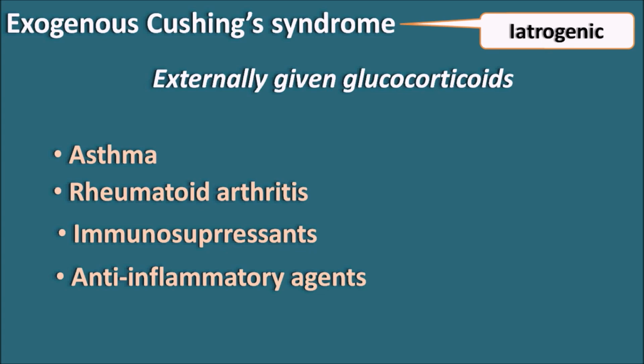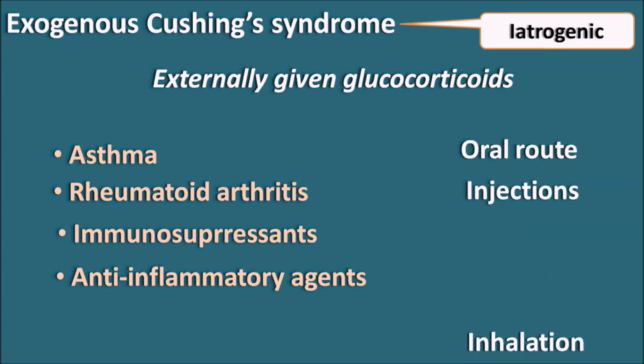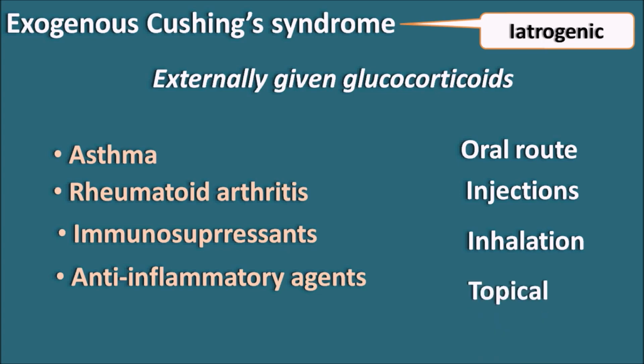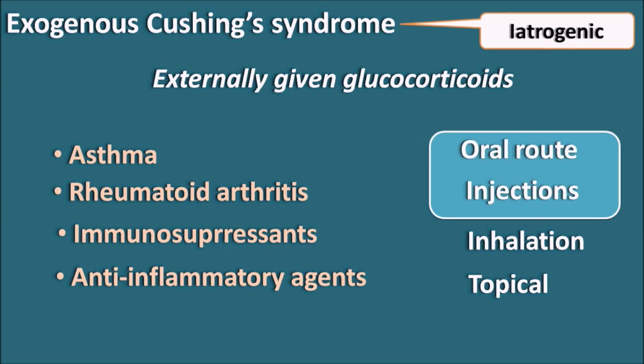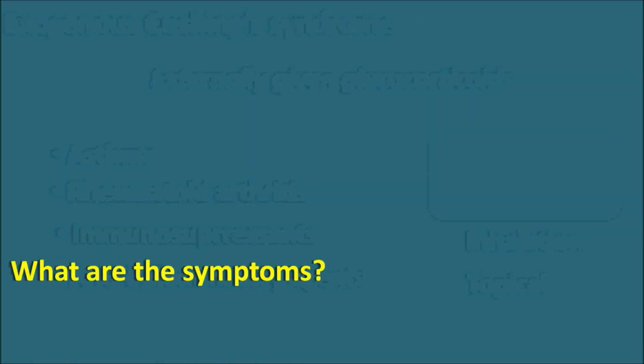And how are these glucocorticoids given? They are given by oral route, injections, and inhalations. In asthma, we can use inhaled glucocorticoids. Glucocorticoids can also be given by the topical route as skin creams to treat skin infections. And this exogenous Cushing syndrome is more related to the oral route and injections, where there is a chance of giving glucocorticoids at a high dose for a longer period.